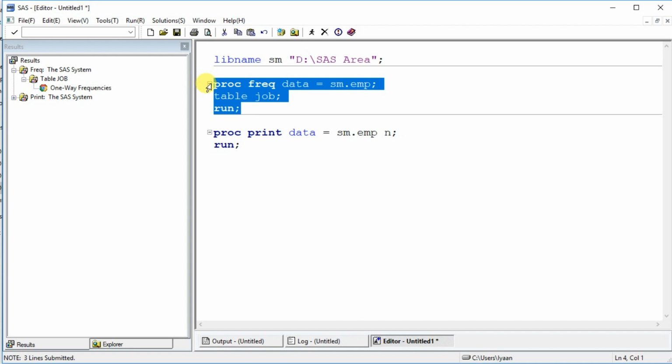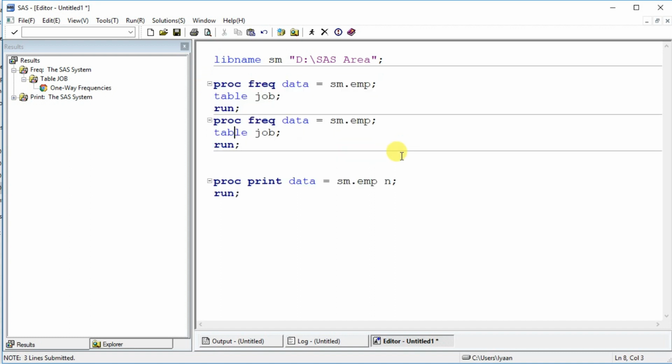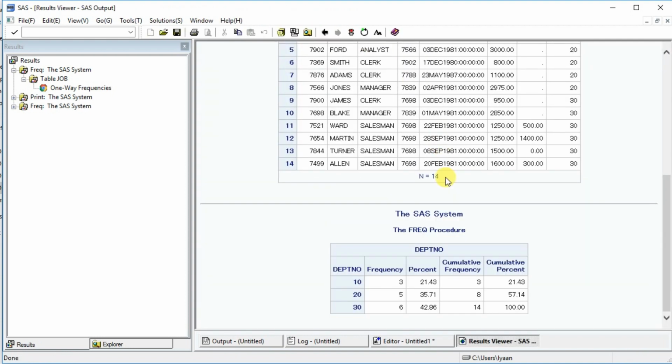Proc Freq basically classifies the data on whatever variable you are applying it on. Let's apply the same thing on department number. Here I'm going to take this off and we will write department number. The idea is that I want to see the population based on department number, like how many people are in each department. So this is a good idea to apply Proc Freq to generate such kinds of reports.